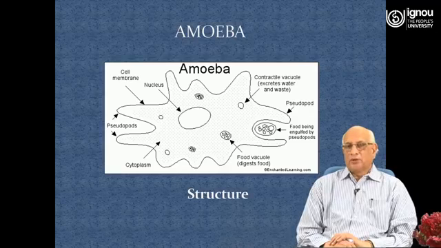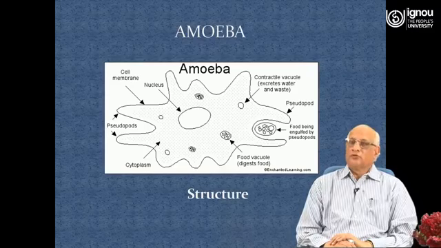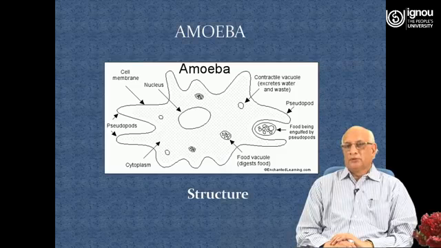So, how to write the comments on amoeba? Number one, first of all you have to identify the slide. This is the slide. In brackets you can write whole mount, Amoeba proteus, the genus and the species. Then the comments. First of all, the habit and habitat. This is an aquatic animal found in stagnant water and in running water, but slowly running water.